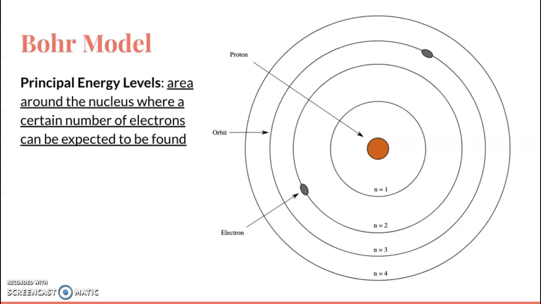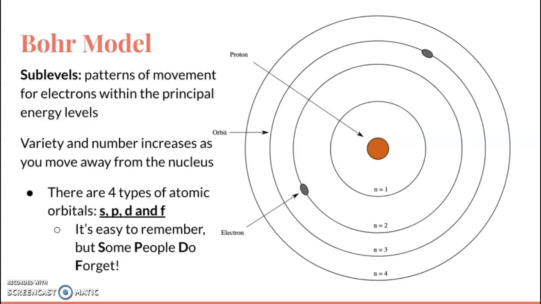Okay, and we know that there are principal energy levels. Okay, we've seen those. Those are my rings around my nucleus, and this is where a certain number of electrons can be expected to be found. Right? We looked at N1. We saw that we had a total of 2 that could be found here. N2, we said there was a total of 8. N3, we said there was a total of 8. Right? That's going to change a little bit today, but don't worry, it won't be too hard.